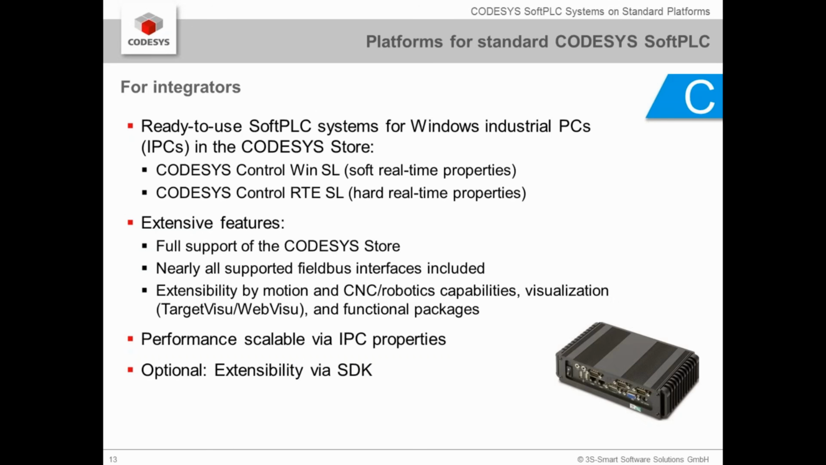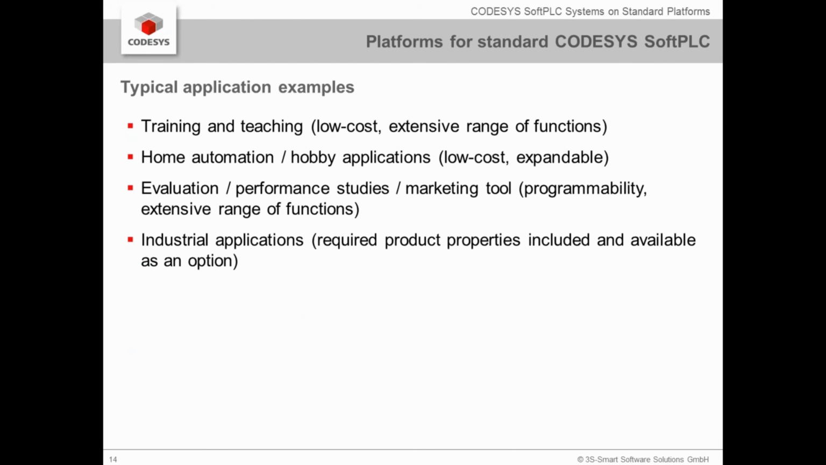Let's go back to the presentation. Where are the typical application examples for such SoftPLC platforms? Of course, for the Raspberry Pi and for the BeagleBone Black, it's training and teaching because it's low cost and you have an extensive range of functions. But you could as well use these boards for home automation or for hobby applications, again, because they're very cheap and they are expandable concerning their functionality.